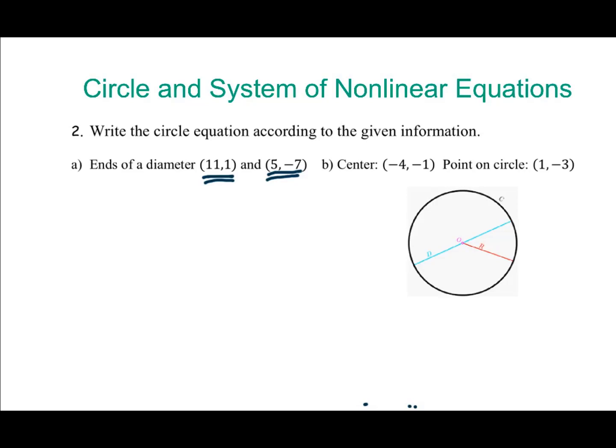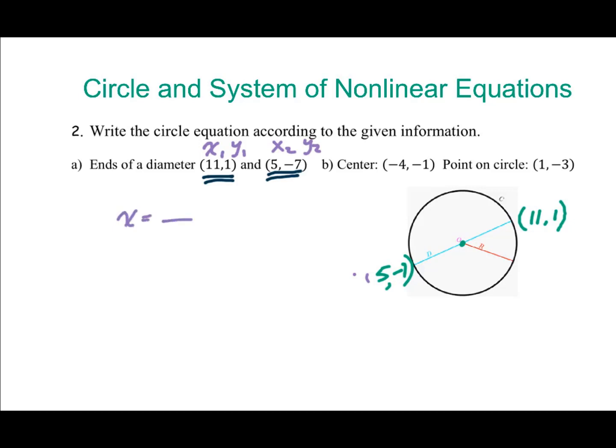For this circle, suppose this coordinate is (5, -7) and this coordinate is (11, 1). The midpoint will be the center. Therefore, according to the midpoint formula, this is your x1, y1, x2, y2.